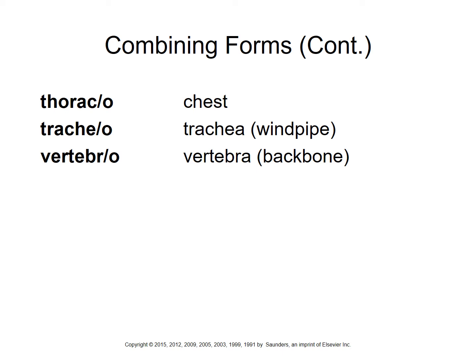Thoraco is the chest area, from thorax or the thoracic area. Tracheo is the trachea or the windpipe. It's going to be the tube that allows air to enter into our lungs. And vertebro is vertebra, or the backbone area.